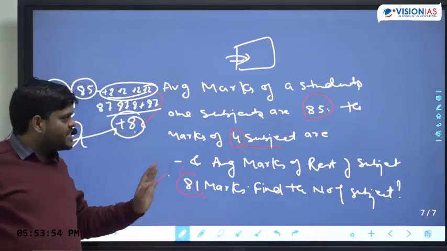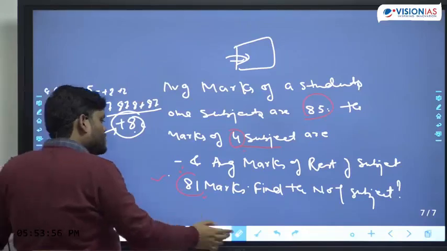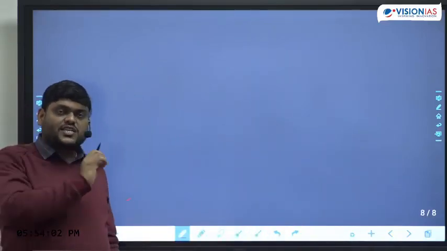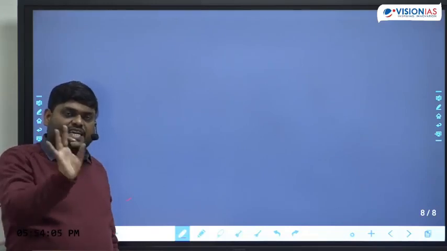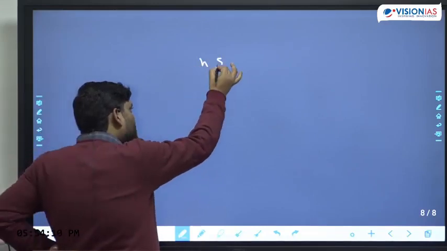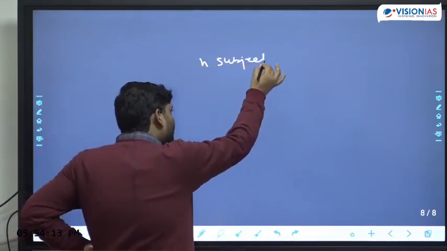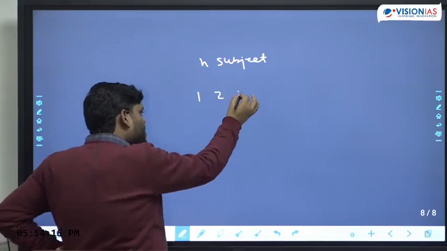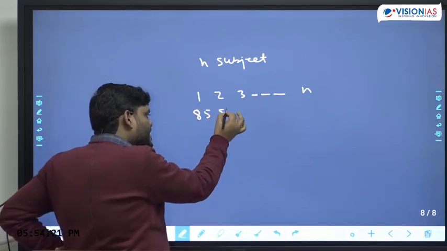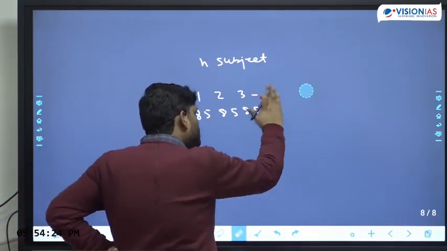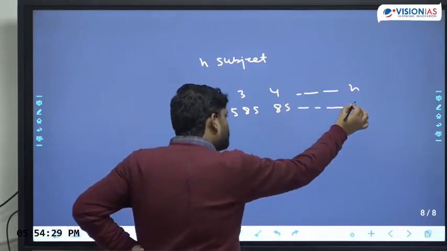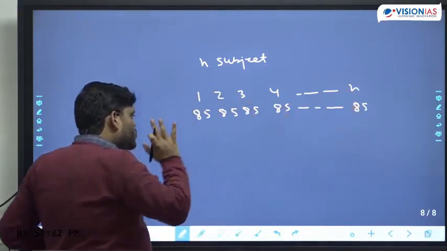Now listen carefully. The question is given that the total average marks of some subjects is 85. We don't know how many subjects are there. So we have assumed n subjects. Now n subjects means 1, 2, 3, 4, and so on up to n, and the average marks is given as 85. This is what the question has given.